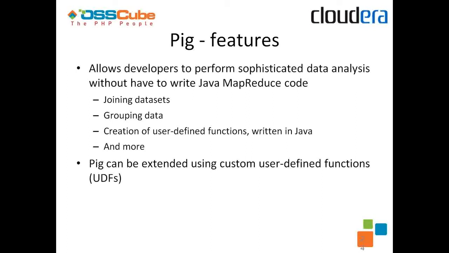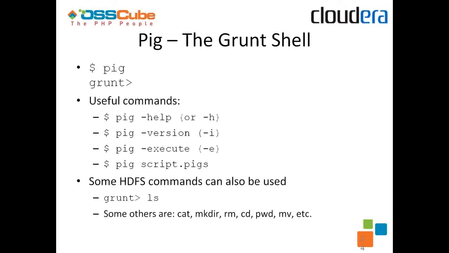Some of the features of Pig: joining data sets, grouping data. You can extend the language using UDFs, user-defined functions. These can be written in Java, but don't necessarily have to be, and there are many, many more things. Similar functionality that Hive exposes, you can get in Pig. And again, Pig queries are much simpler than MapReduce jobs.